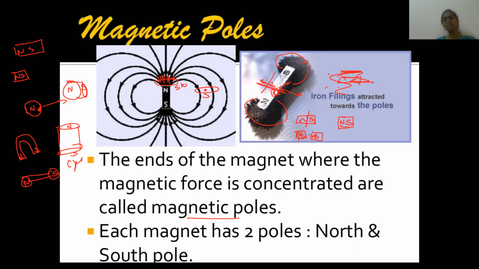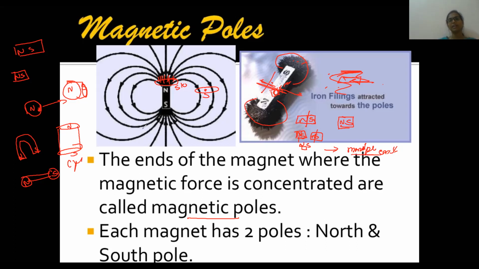So however many pieces you cut this magnet into, even the smallest piece again contains a north pole and a south pole. So what we say is that a monopole never exists. Clear, children? In case of magnetism or magnets, a monopole never exists.